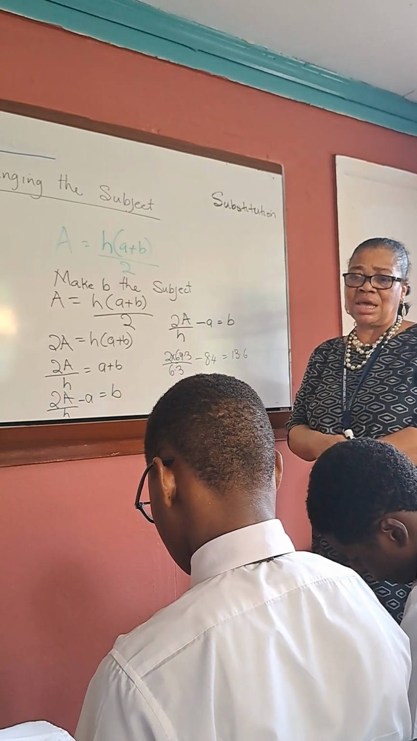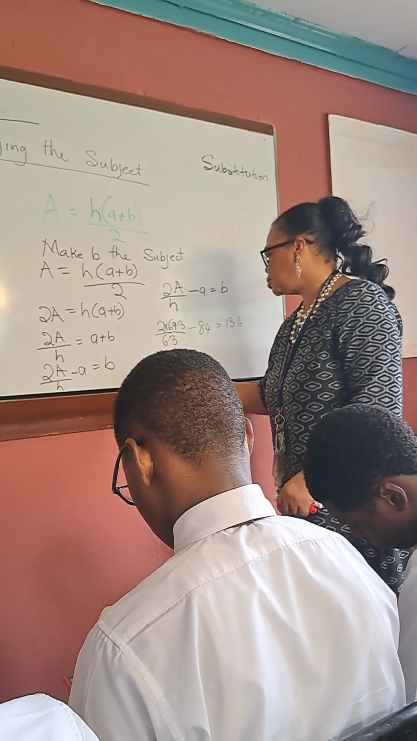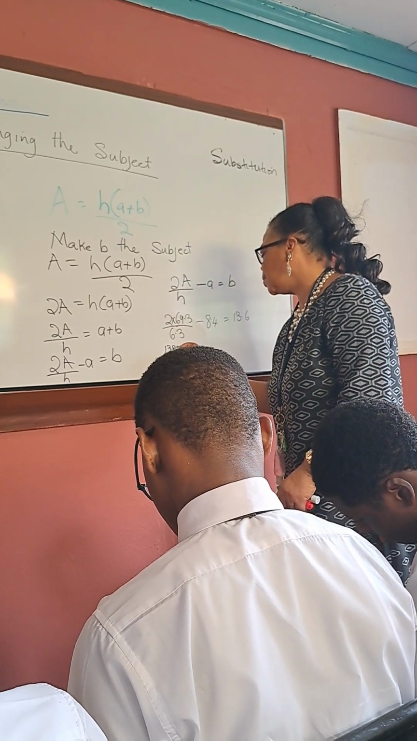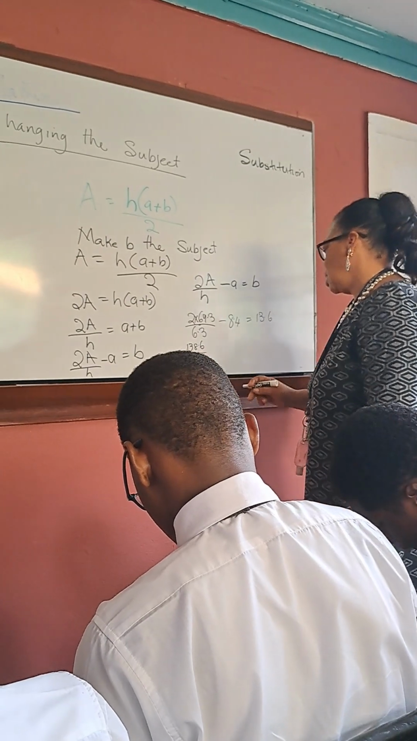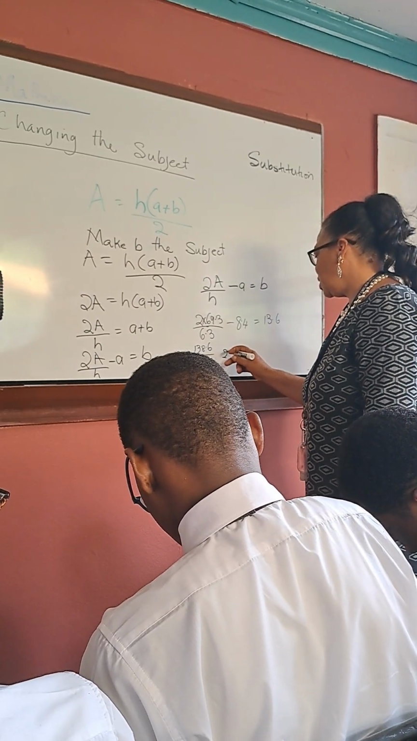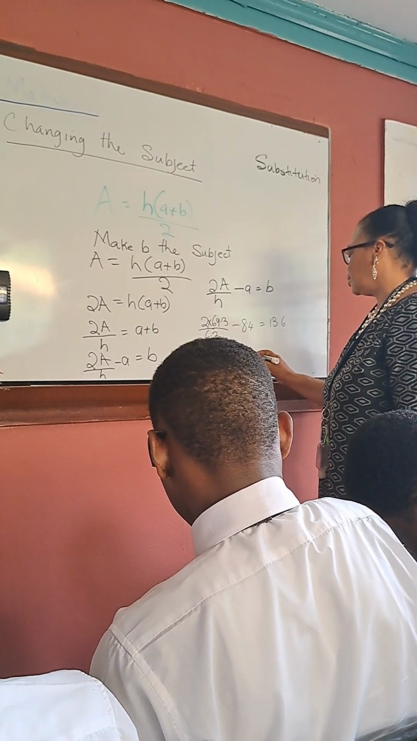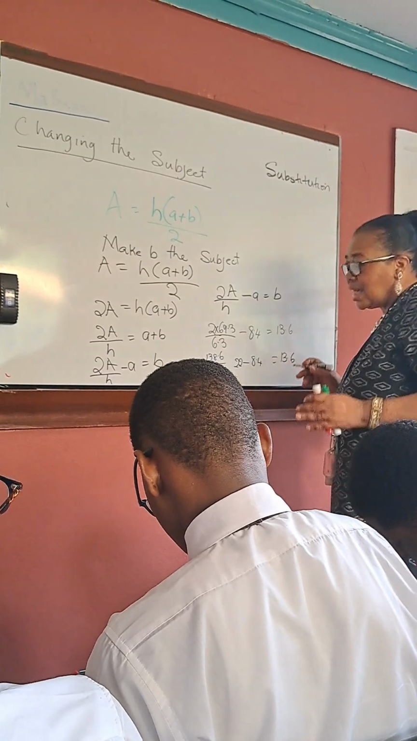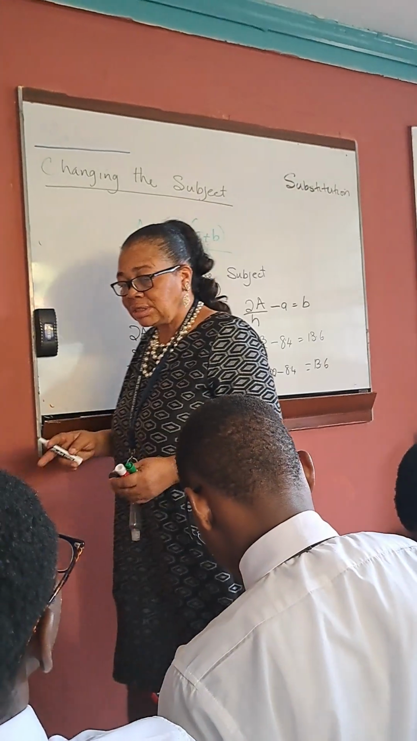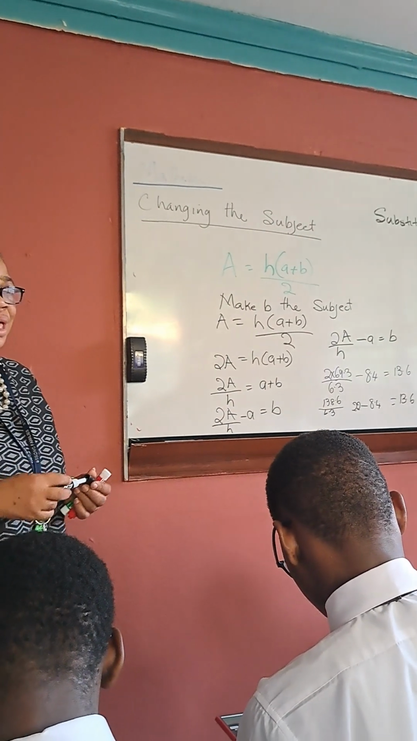2 times 69.3 gives 138.6. 138.6 divided by 6.3 gives me 22. And 22 minus 8.4 gives 13.6. Bravo. So that tells me that I did everything that I should have done, and I have my answer correctly.